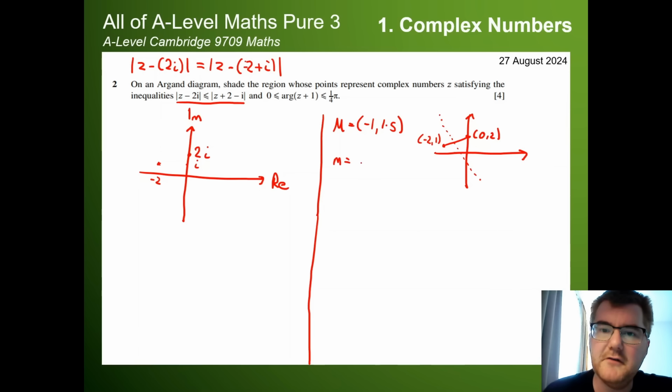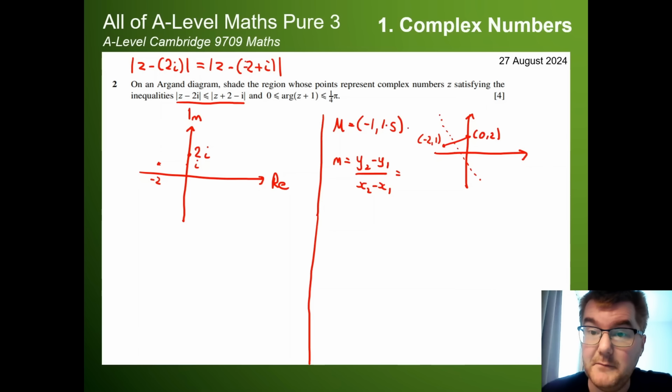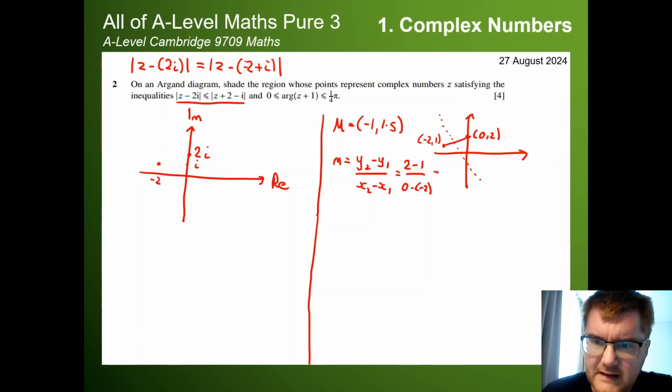So remember your rise over run, so y2 minus y1 over x2 minus x1. Again, it's all a reminder of iGCSE stuff you've done before. So we get 2 minus 1 over 0 minus minus 2, and that's going to give us a half.